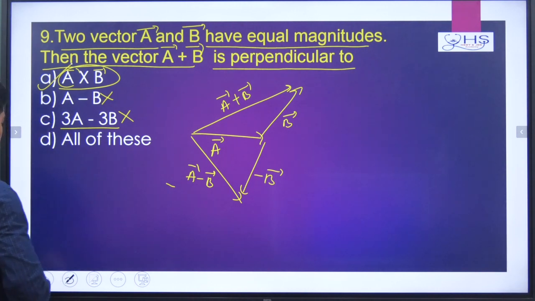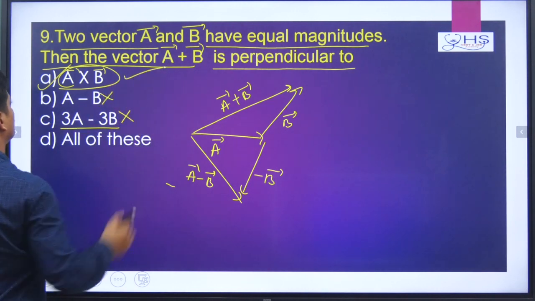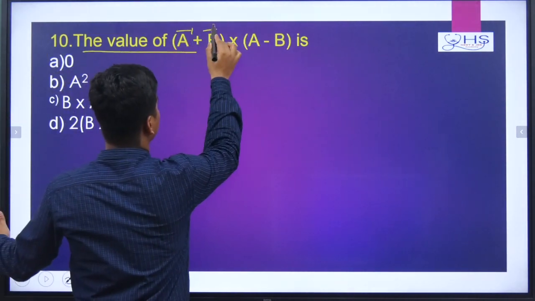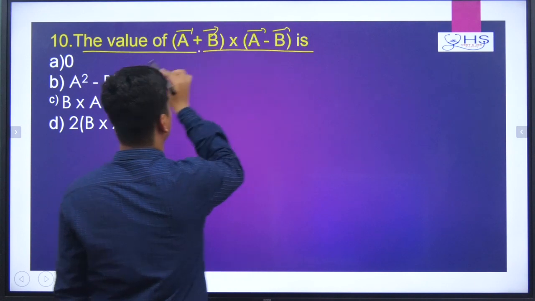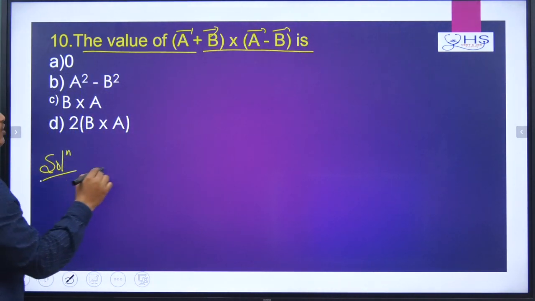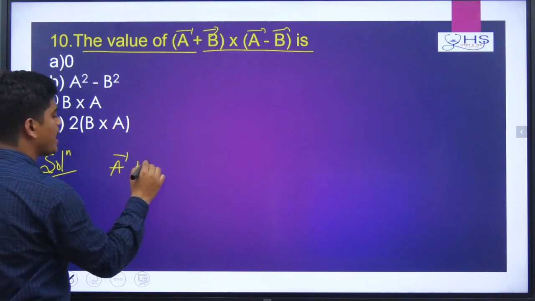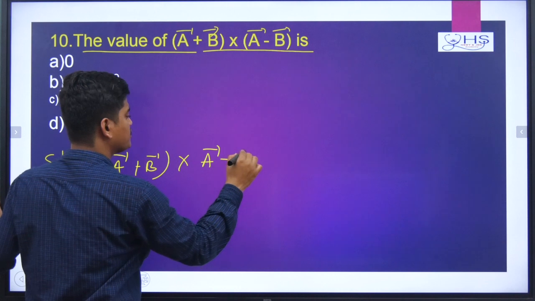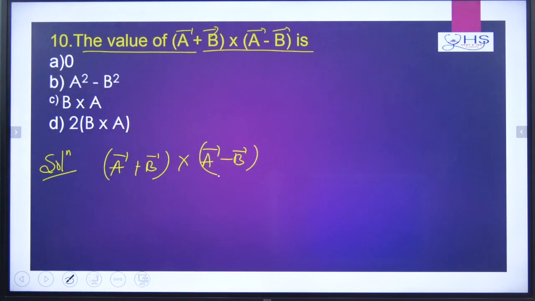So now we'll go to the next question. So the answer will be here A. The value of A plus B cross A minus B is how much? Given. Here what is given? Just write down A plus B cross A minus B. A plus B cross A minus B. So how much is A plus B cross A minus B?